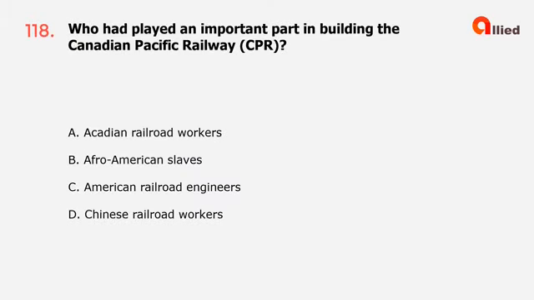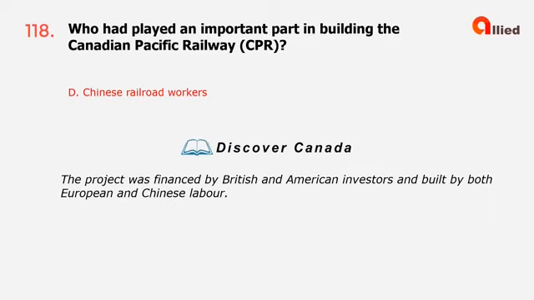Question 118. Who had played an important part in building the Canadian Pacific Railway, CPR? A. Acadian railroad workers. B. Afro-American slaves. C. American railroad engineers. D. Chinese railroad workers. The answer is D. Chinese railroad workers.